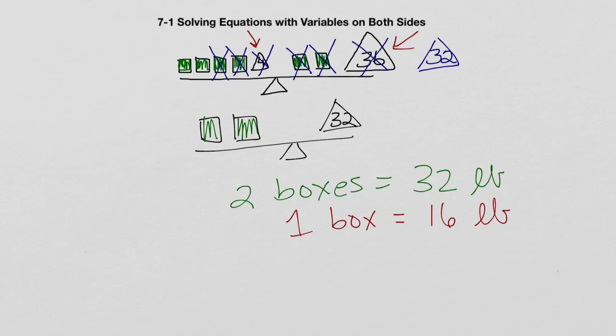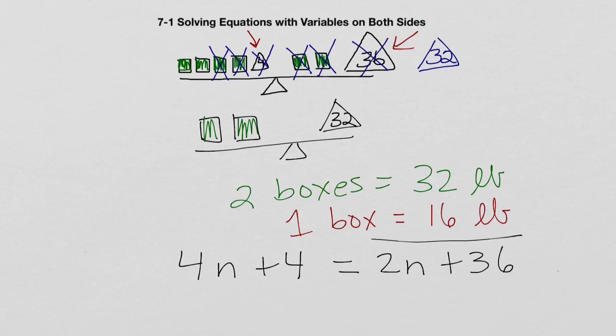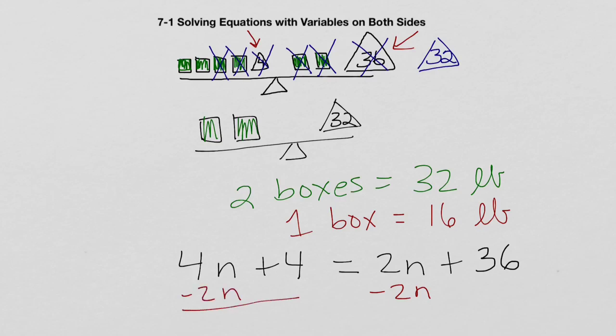So this particular problem might have been represented by this equation: 4n plus 4 equals 2n plus 36. Notice that the n stands for a box. So there were 4 boxes plus 4 pounds equals 2 boxes plus 36 pounds. If we were to mimic what we just saw in the drawing, we could gather up all the boxes on one side. It doesn't really matter which order you use. You could gather up the boxes first. So for instance, if you were to subtract 2n from one side and from the other side, you retain the equality of both sides.